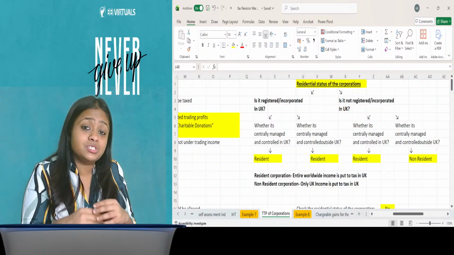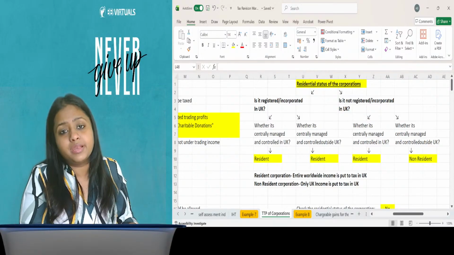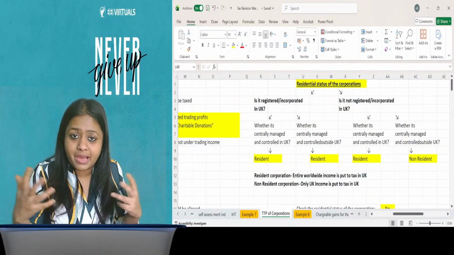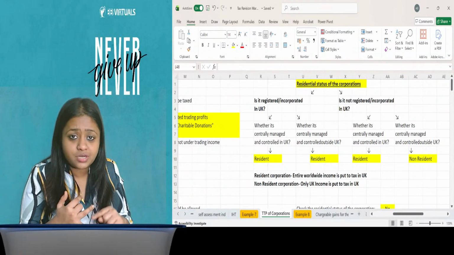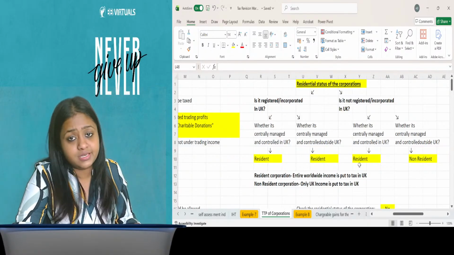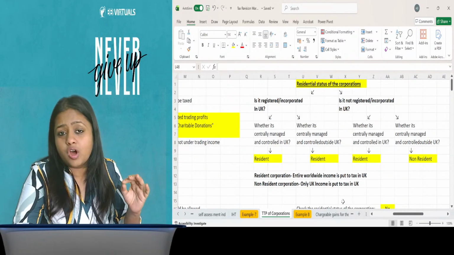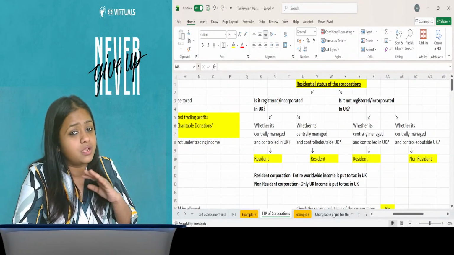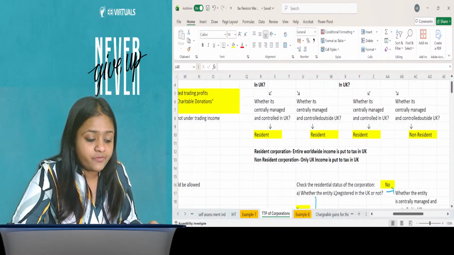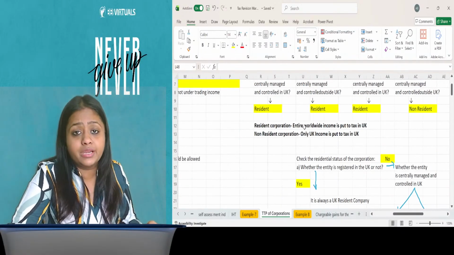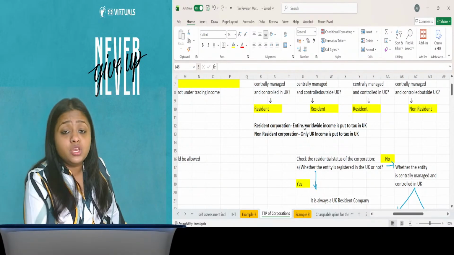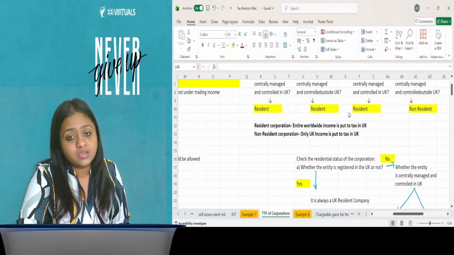When a corporation is registered outside the UK, it will only be a resident company when it is centrally managed and controlled from the UK. Centrally managed and controlled means the directors' meetings, decision making, and policy formulation are all taking place in the UK. Only when the corporation is registered outside the UK and managed and controlled outside the UK is it a non-resident for tax purposes. If it is a resident corporation, the entire worldwide income is put to tax as per the UK tax rules. If it is a non-resident corporation, then only UK income will be put to tax as per the tax rules in the UK.